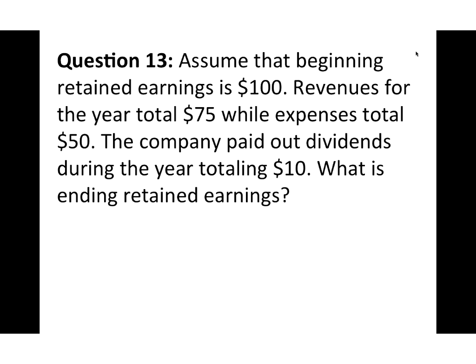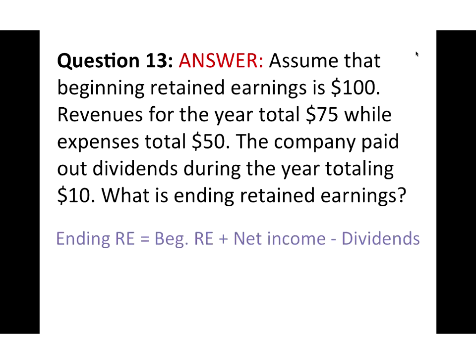Okay, so let's do another question here. This looks very similar to the last question we had, but it is slightly different. We have beginning retained earnings, $100. Revenues for the year total $75, while expenses total $50. The company paid out dividends during the year totaling $10. What's ending retained earnings? Just to help you there, put the formula up there. Ending retained earnings are your beginning retained earnings plus your net income minus your dividends, and that's the basic format for the statement.